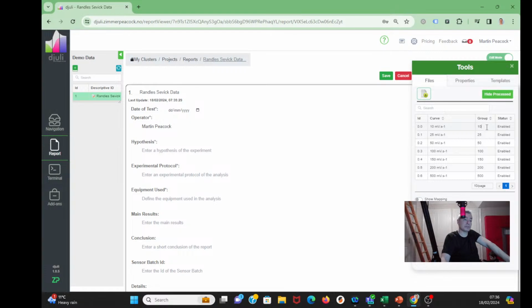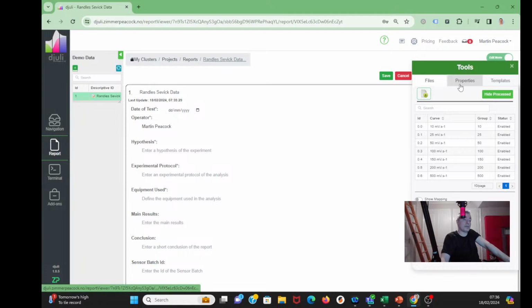I went in here and made sure that that was 10. Because I saw that this was 10 millivolts, I put 10 millivolts in here. I saw that was 25 millivolts, so I put 25 here. I saw that was 50, so I put 50 in here. I saw that was 100, so I put 100 in here. I saw that was 150, so I put 150 there. 200, 200, 500, 500. That's fine.